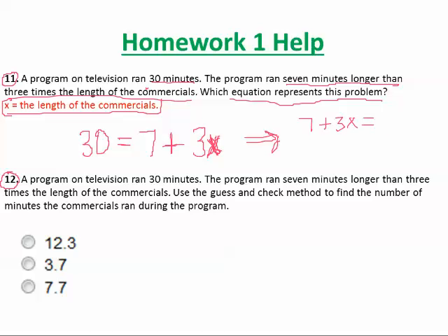All I did here is just flip the equals. But I also should point out that since addition is commutative, you might see it written 3x plus 7 equals 30. All of these are the same thing.